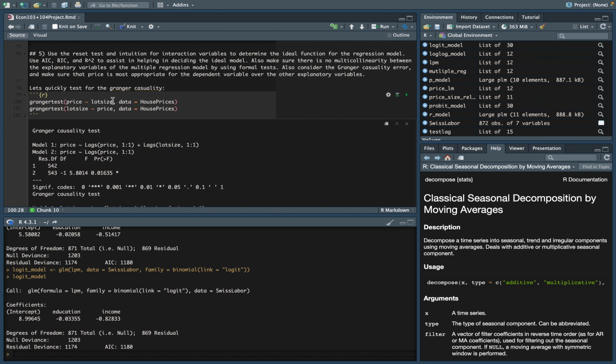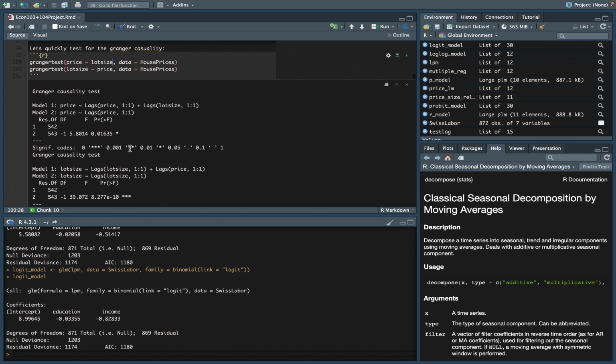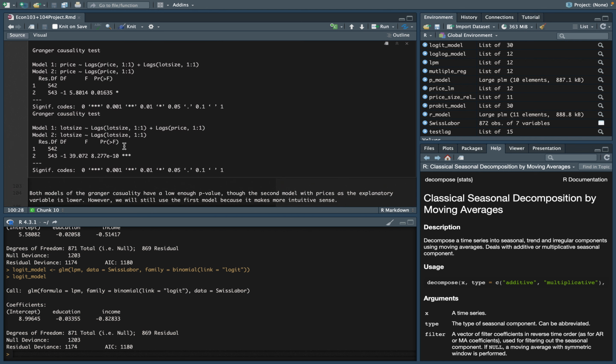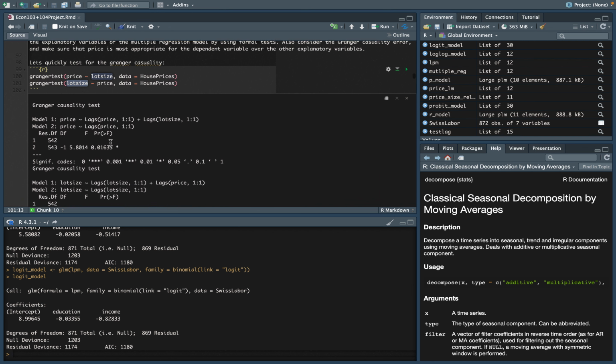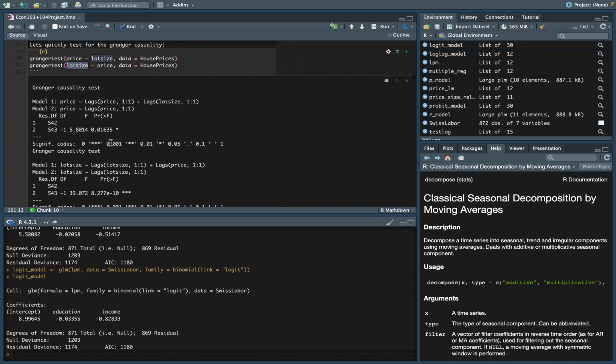Now, if I try to regress both lot size and bedrooms and driveway, this is not going to work because the Granger test only allows for one variable here as the explanatory variable. But when we do, we have relatively low p-values for both. We get a lower p-value for when the lot size acts as a dependent variable. But either way, they do both pass.